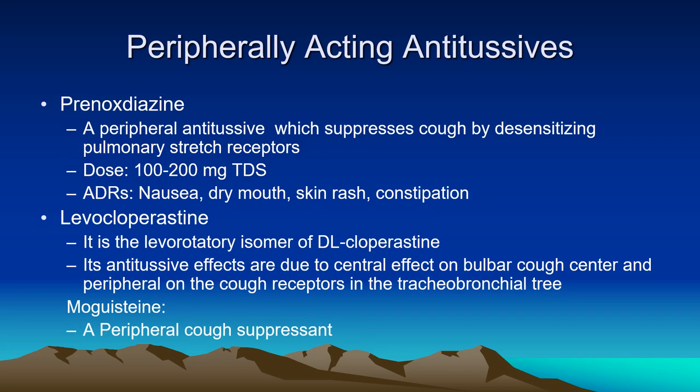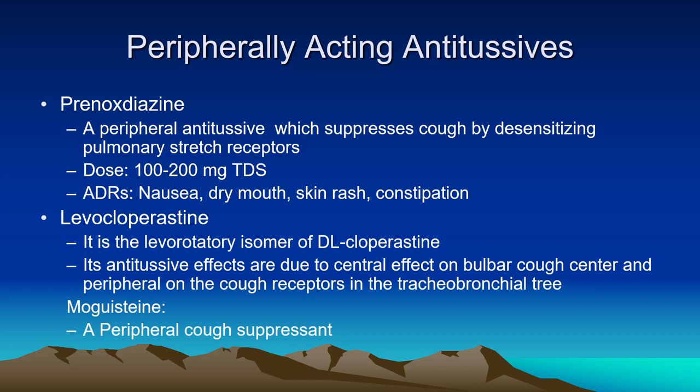Now, among the peripherally acting antitussives, prenoxdiazine is a peripherally acting drug which suppresses cough by desensitizing pulmonary stretch receptors. The drug may cause nausea, dry mouth, skin rash, and constipation.